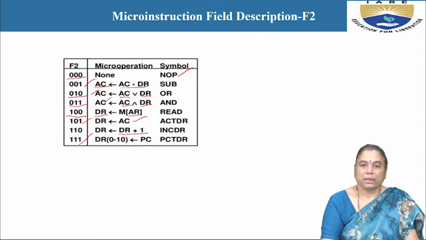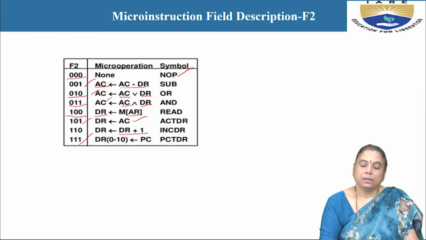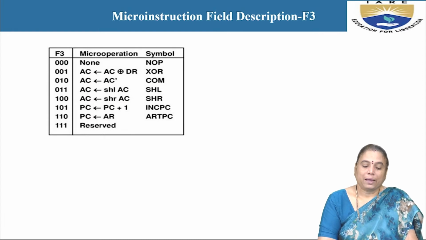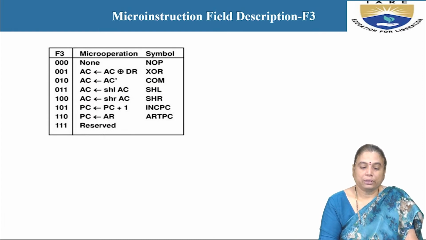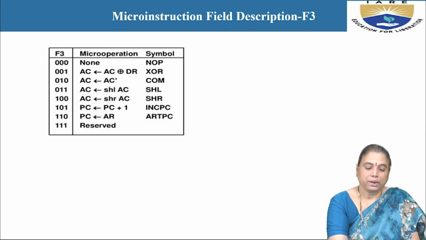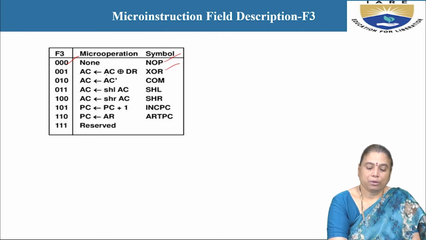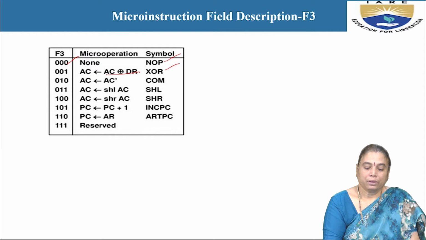So these are the 8 micro operations that are supported by the F2 bits. Now we have to look into the F3 bits. The micro operations that can be specified during the F3 field are, if F3 is 000, then no operation is performed. When F3 contains 001, an exclusive OR operation can be performed on the data register and the accumulator register. If 010 is controlled by F3, then a complement operation can be performed.